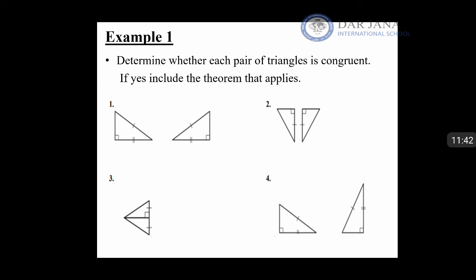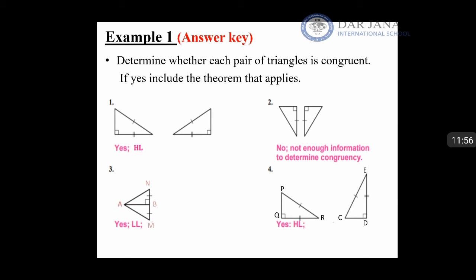Determine whether each pair of triangles is congruent. If yes, include the theorem that applies. In order to prove those triangles are congruent, we have to use one of the theorems that we learned. So let's start with example number 1. Let's see what we have.